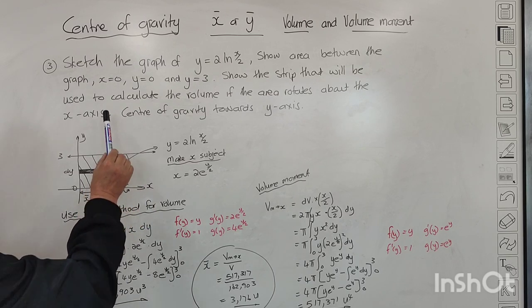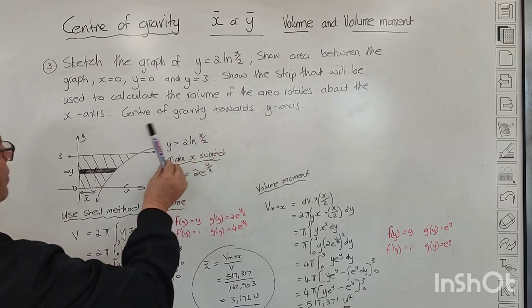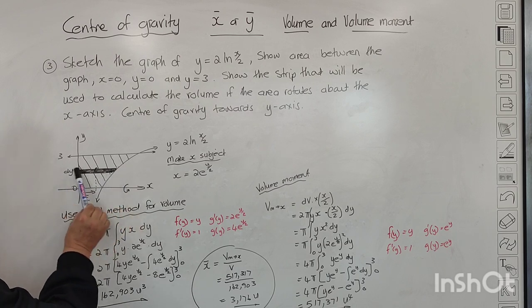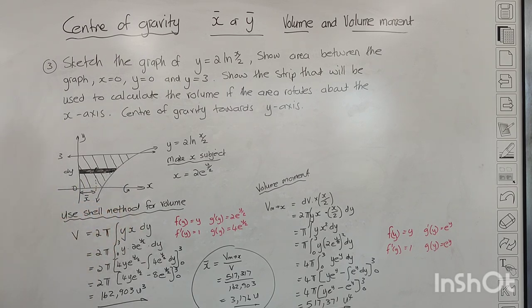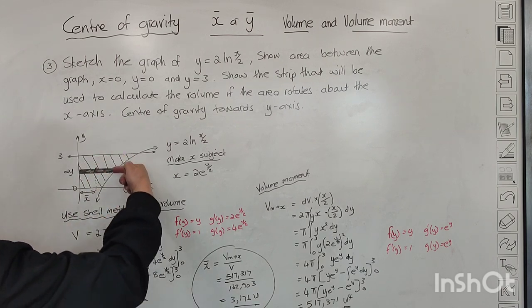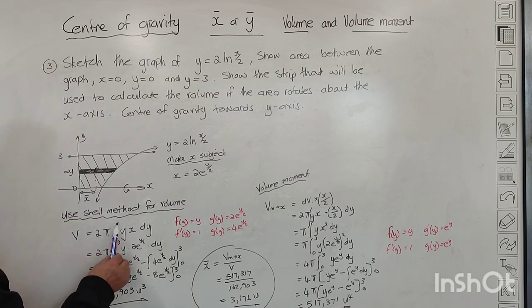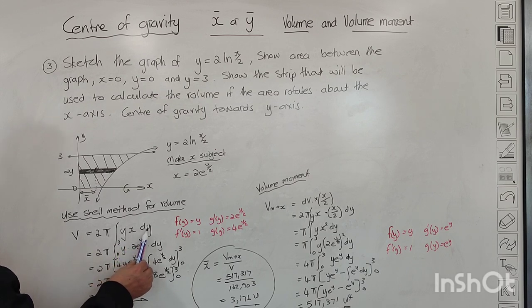And now they say, show the strip that you would use. So in this case, I will only be able to use the dy strip because of the shape of the graph. Now they say show the strip that you will use to calculate the volume if the area rotates about the x-axis. So this rotates about the x-axis, and my strip is this way, and my rotation is this way, so it's parallel. So I can only use the shell method to calculate the volume. So I write down the shell method, 2 pi integral of y x dy.